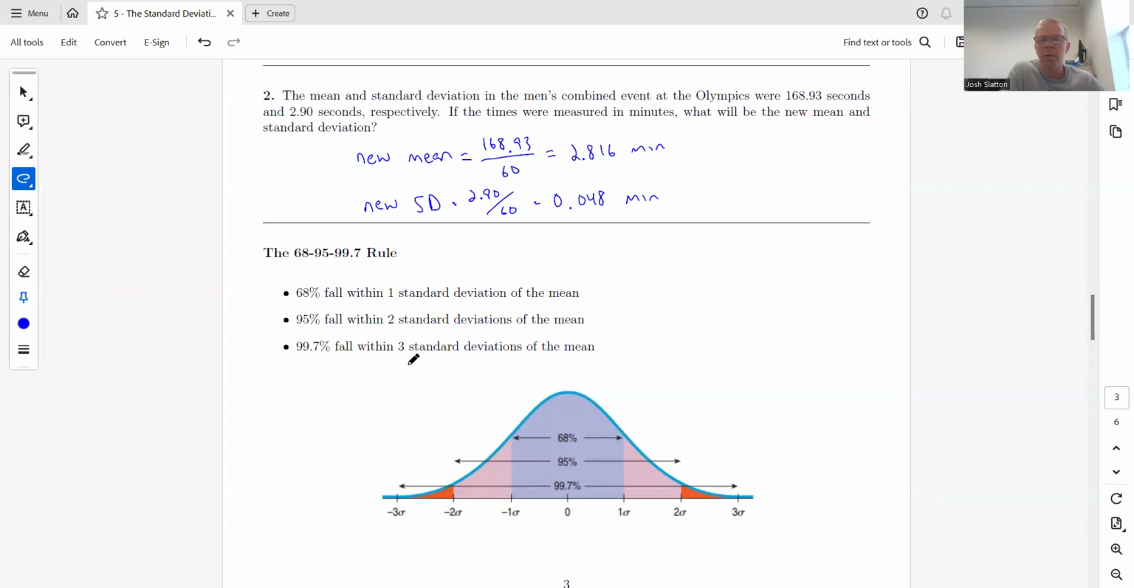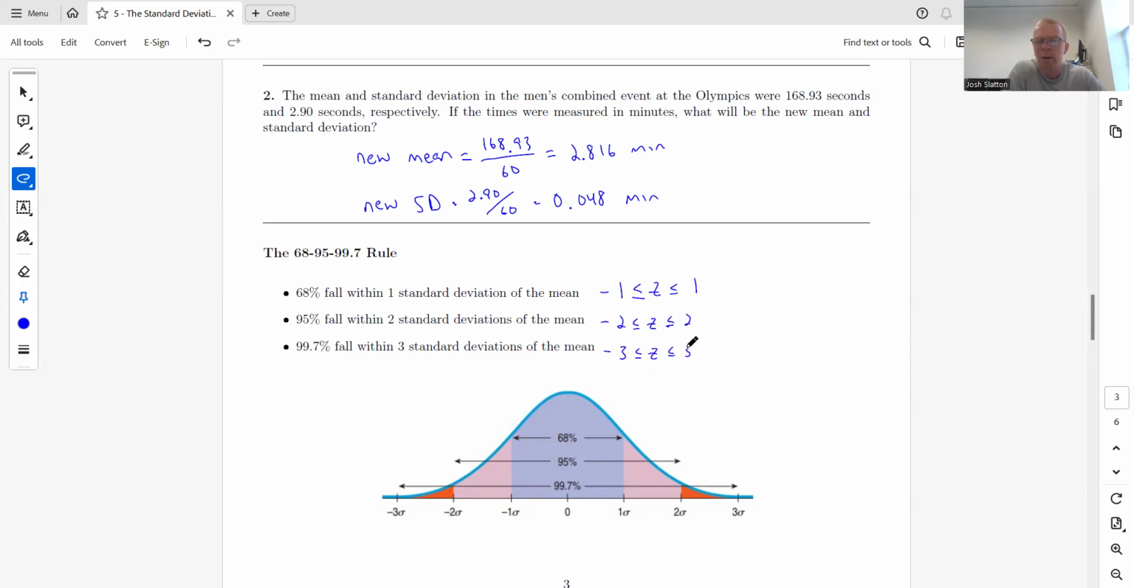And if you remember from the first video, we're measuring distance from the mean, so hopefully you remember we're talking about the z-score. If we say that 68% are within 1 standard deviation of the mean, that means that z is between -1 and 1. If we say 95% fall within 2, that means that z is between -2 and 2. And within 3 standard deviations, z is between -3 and 3.